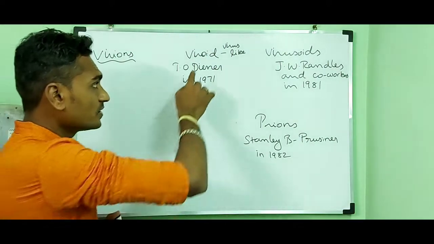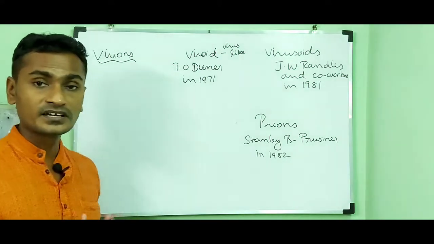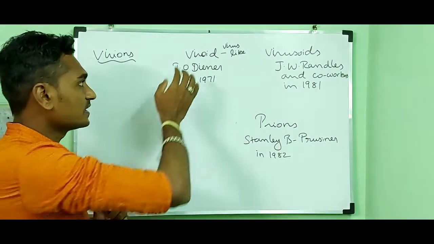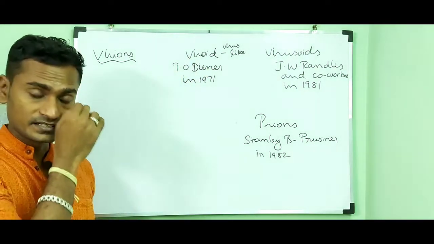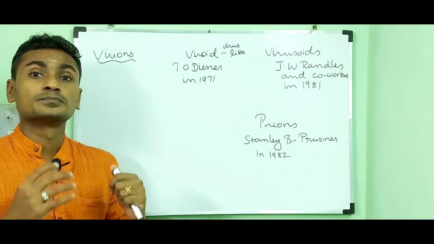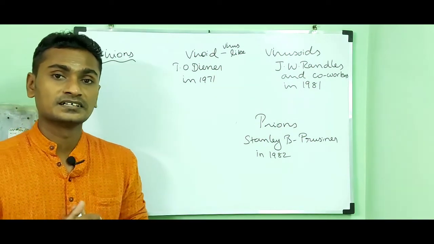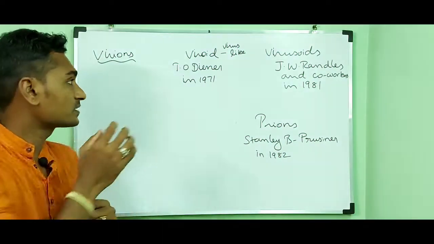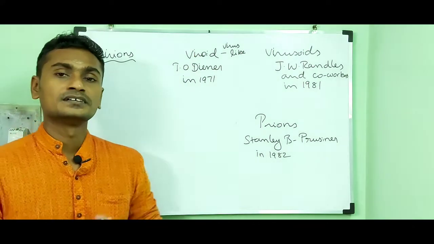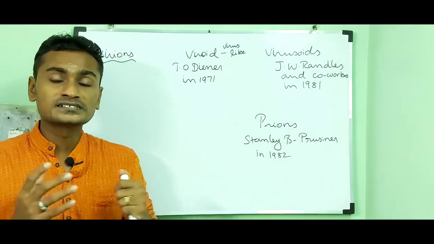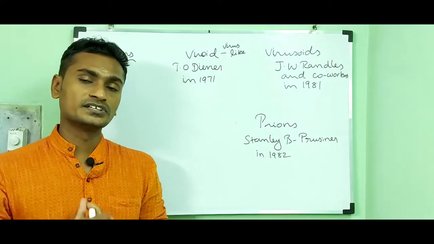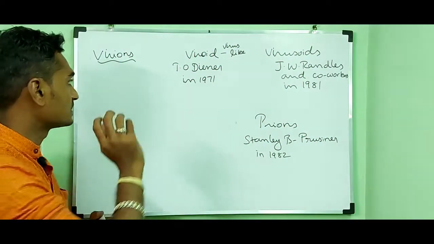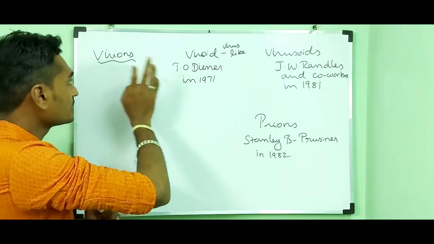So viroid means virus like. Then what is the difference between the virus and viroids? Virus has the protein coat which encapsulates the DNA, while in the case of viroids, the genome is not encapsulated by the protein coat. So the RNA is not encapsulated by the protein coat. That is the major difference between viroid and virus.